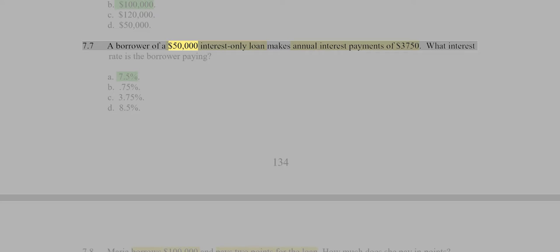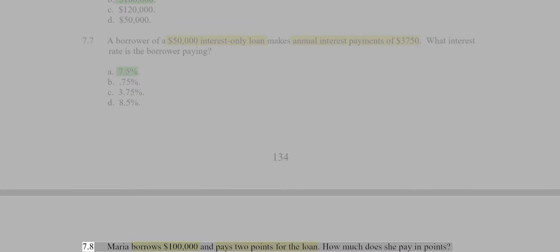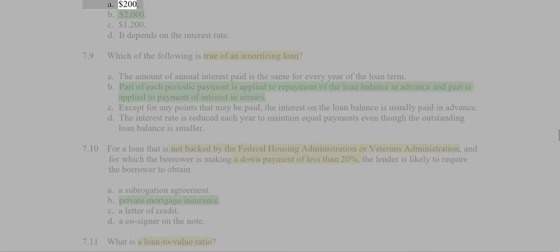7.7. A borrower of a $50,000 interest-only loan makes annual interest payments of $3,750. What interest rate is the borrower paying? A. 7.5%. B. 0.75%. C. 3.75%. D. 8.5%. 7.8. Maria borrows $100,000 and pays 2 points for the loan. How much does she pay in points? A. $200. B. $2,000. C. $1,200. D. It depends on the interest rate.